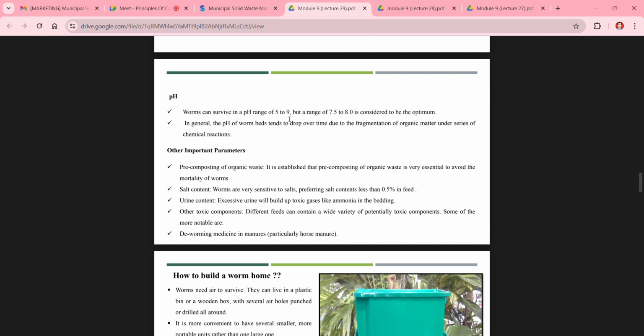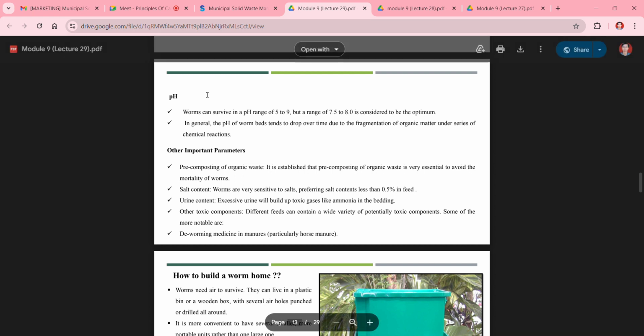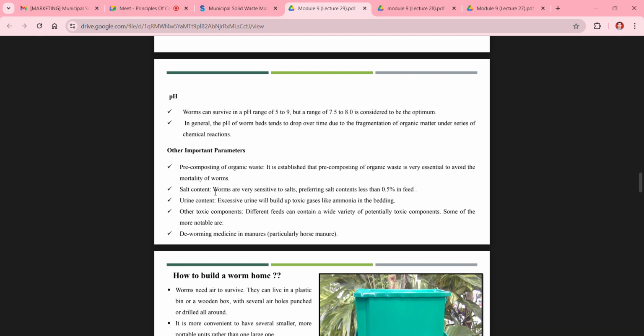Then there are some other important parameters also, like pre-composting of organic waste. It is established that pre-composting of organic waste is very essential to avoid the mortality of worms. Then salt content should not be more than 0.5% in the feed. And then urine content: excessive urine, what will happen? Excessive urine will result in ammonia formation, and due to that ammonia formation, the earthworms are not going to survive for a longer time period.